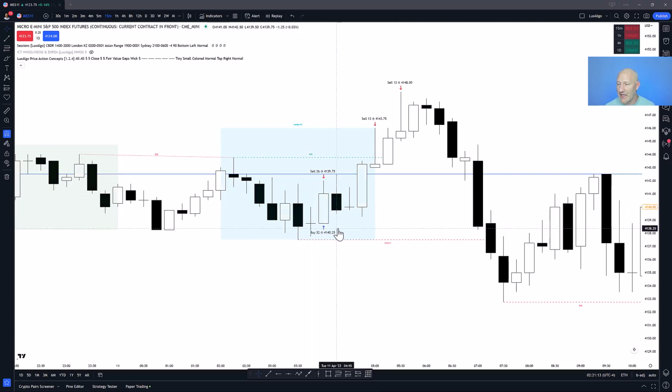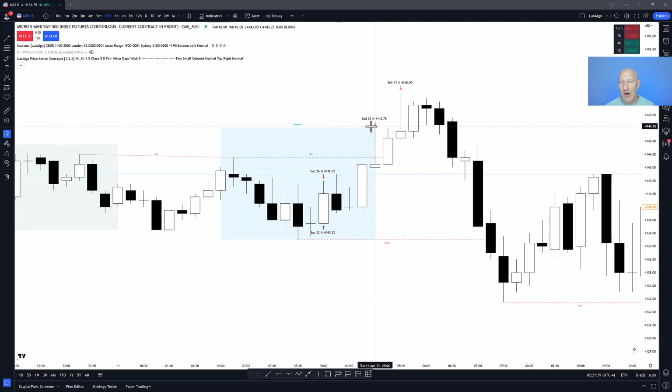I didn't quite get in where I wanted to, but you can see my entry here is at 4140.25. And you can see I had my first partial here for 13 contracts at 4143.75, so about 3.5 handles for that first trade. And then the balance was at 4148, so that's about 7 3/4 handles there. So a pretty neat little trade.